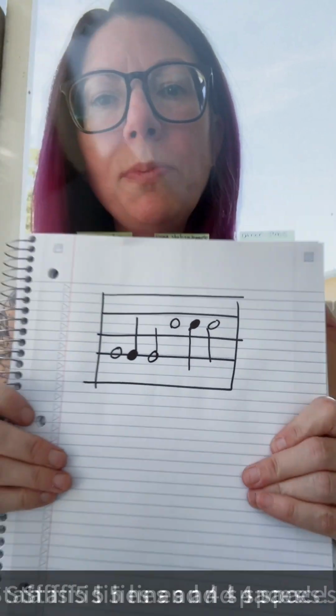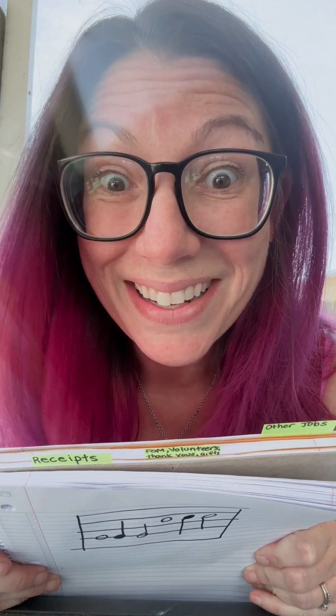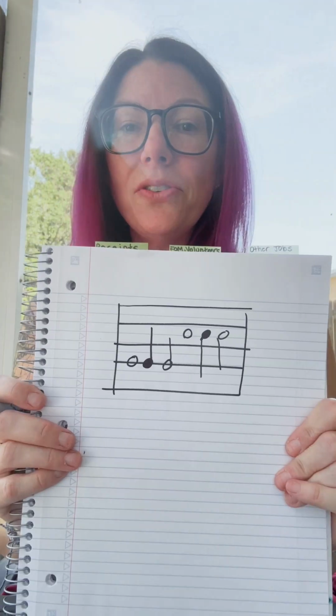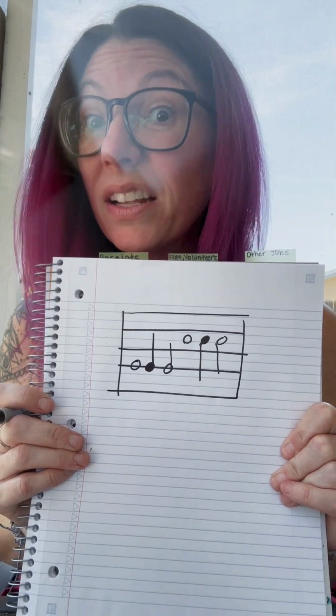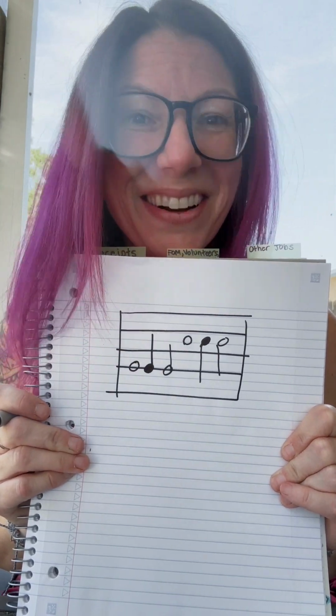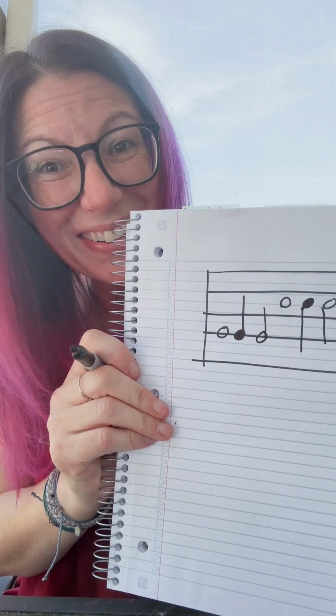5 lines, 4 spaces. How many lines? How many spaces? That's right. You're right. That's absolutely right. So you got that, lines and spaces, all right? So now we're going to make it a little bit harder. Are you ready? I know you are. Okay, hold on. Here we go.